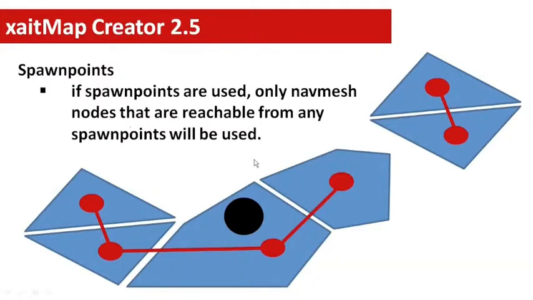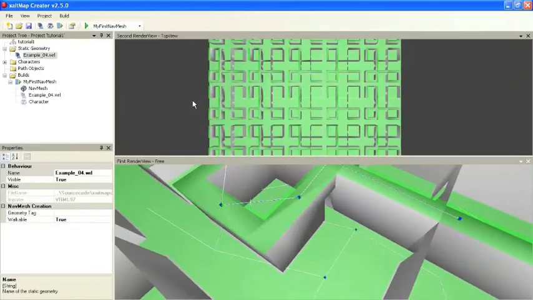Whenever an xaitMap Creator project uses spawn points, it will check which faces are reachable from a spawn point and which ones are not. All unreachable parts of the navmesh will just be discarded. In the example below, this large component will be kept, and the small component will be discarded. Let's switch back to the software.